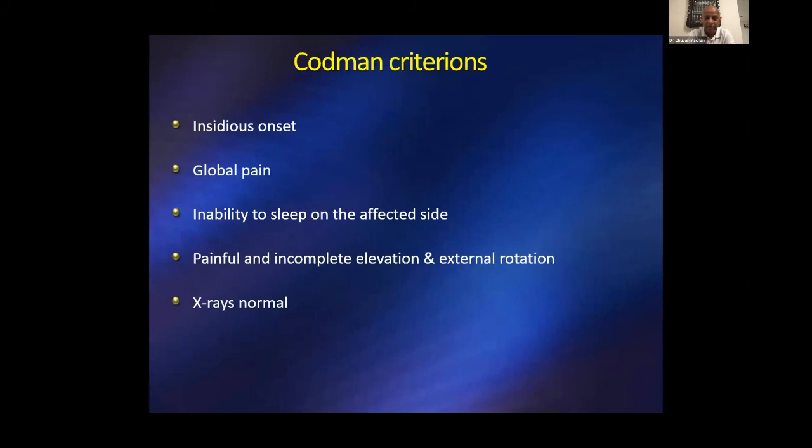Codman, the criteria are very specific. He said these criteria have to be met if you want to term it as a frozen shoulder, which are insidious onset, and the pain has to be global. The patients usually complain that they can't sleep very well on the affected side. And the movements are extremely painful, with incomplete forward flexion and external rotation. And the x-rays should be normal. So these are the criteria in a typical frozen shoulder patient.